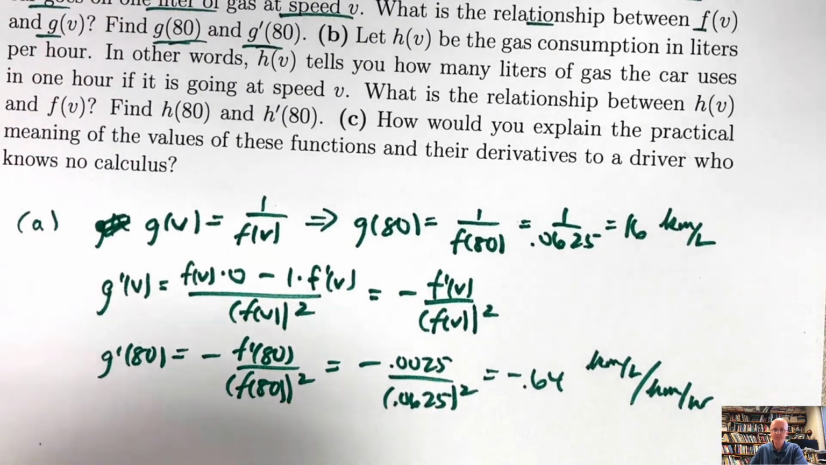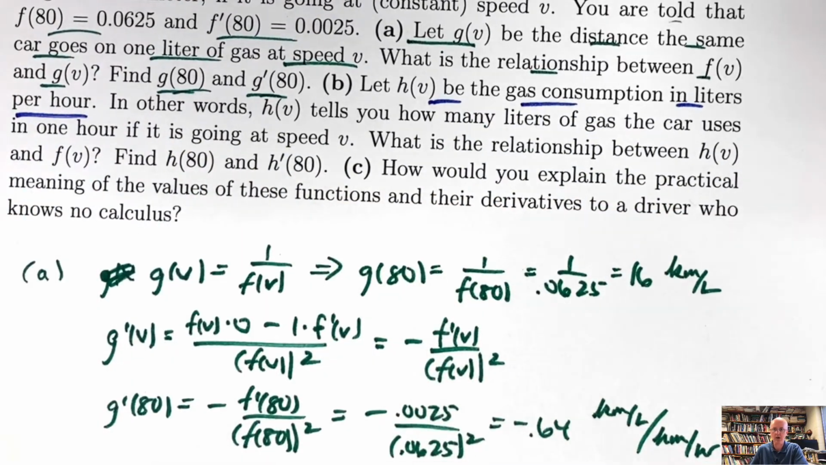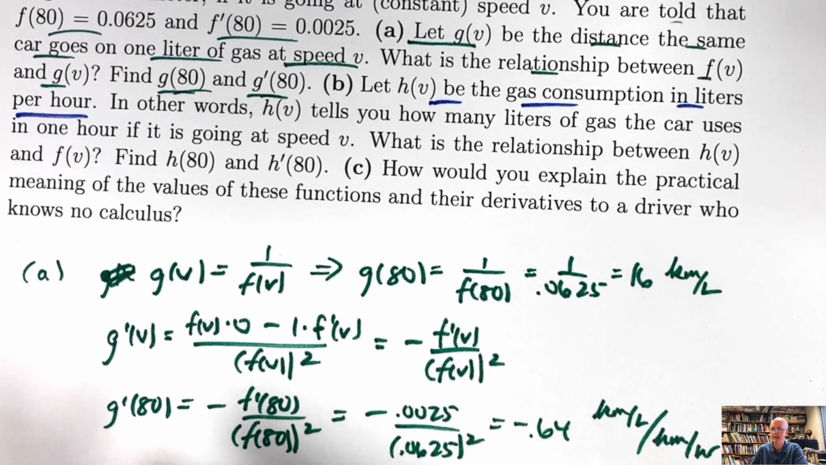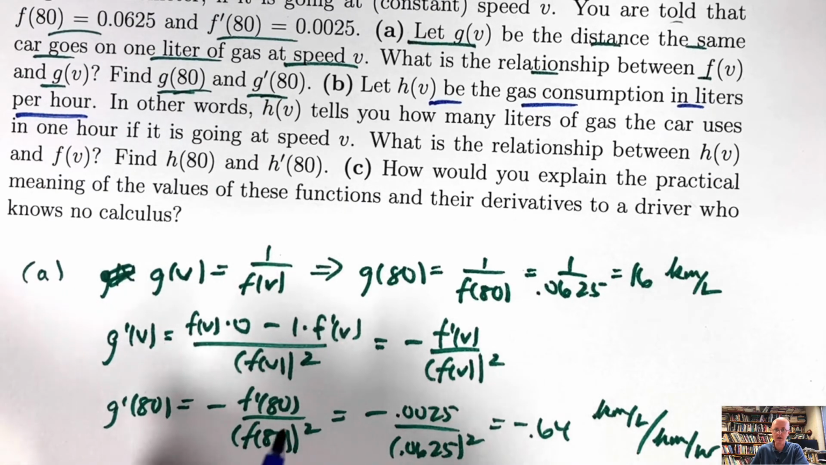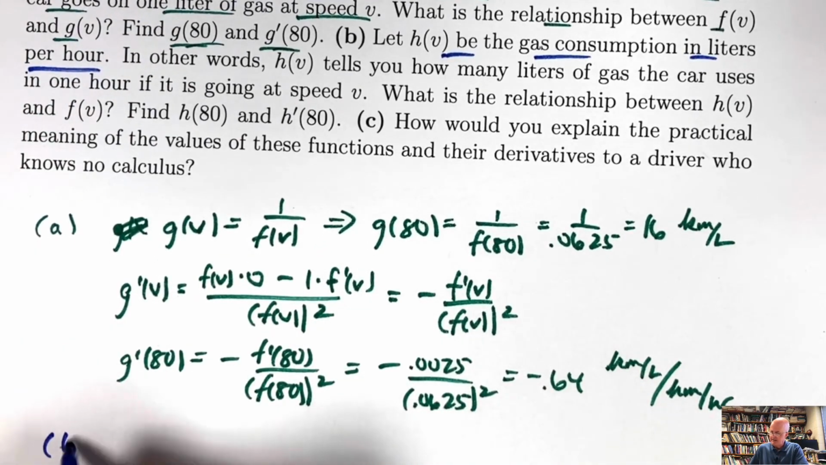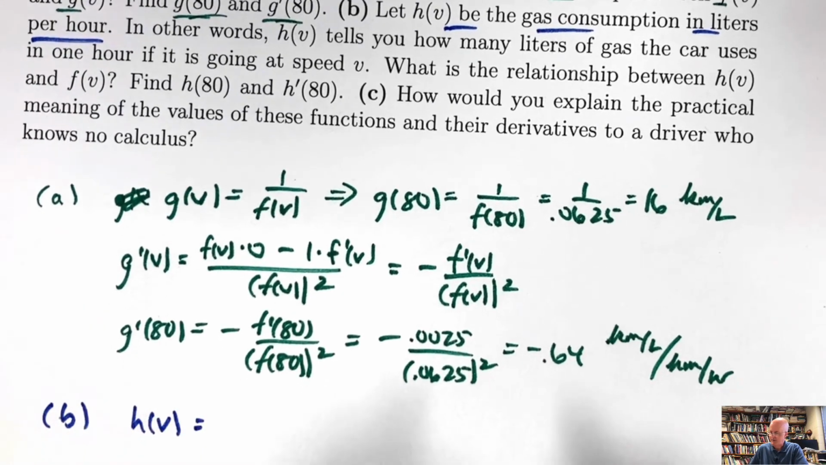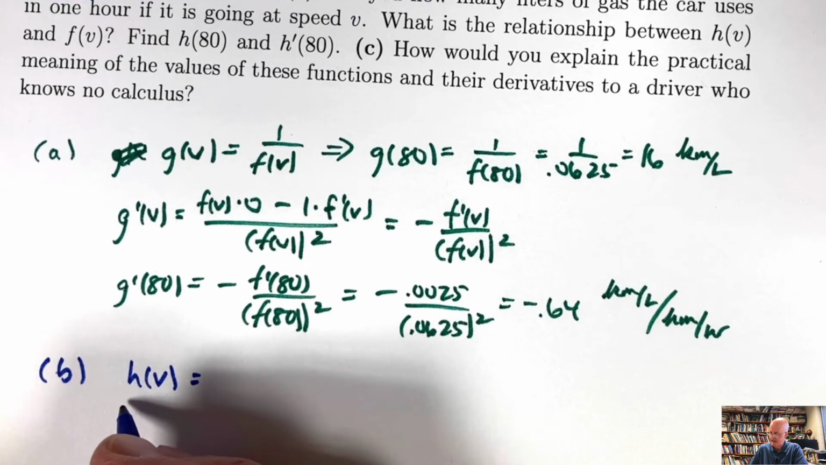Part B, let H of V be the gas consumption in liters per hour. So you're traveling at speed V. You could do liters per kilometer, thinking of how much gas you use to go 1 kilometer. Here we're thinking about how much gas we use when we're traveling for 1 hour, ultimately. So this is in liters per hour. All right, so what's the formula for H of V? How is it related to F of V? Units. Think about units. We want this to be in liters per hour.